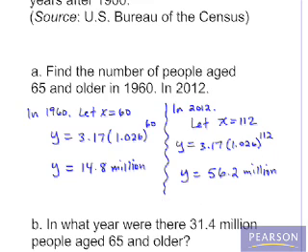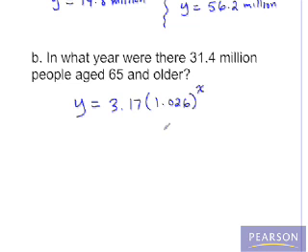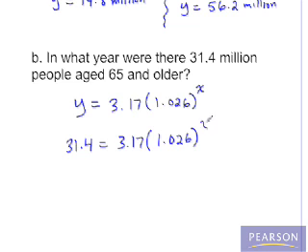Part B, in what year were there 31.4 million people aged 65 and older? So with this problem, we're going to start with our equation. y equals 3.17 times 1.026 to the x power. And with Part B, we're going to let y equal 31.4, and we're going to determine what value of x causes that to happen. So we have 31.4 equals 3.17 times 1.026 to the x power.